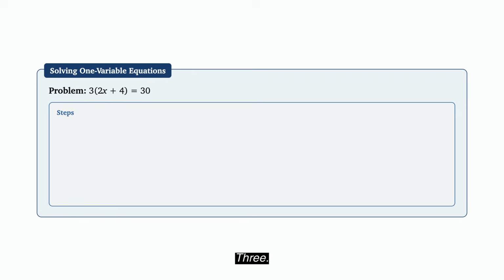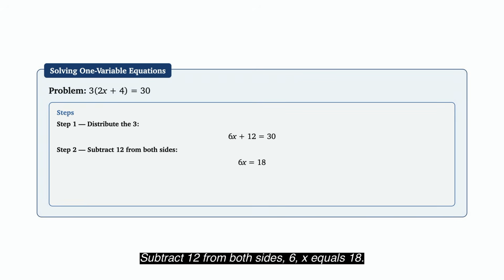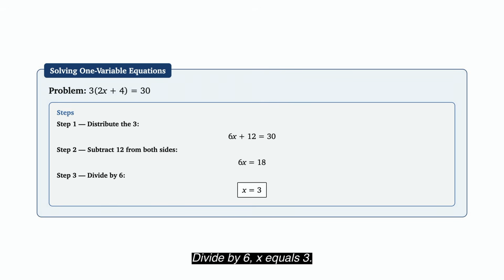Here's an example. 3(2x + 4) = 30. Distribute the 3. Subtract 12 from both sides. 6x = 18. Divide by 6, x = 3. The simplest question the SAT could ask you.